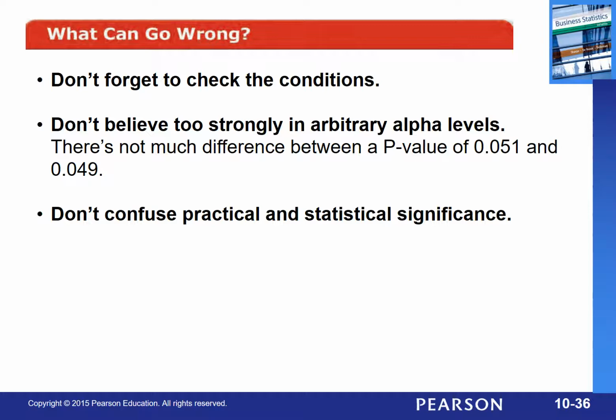Don't forget to check your conditions, also known as check yourself before you wreck yourself. Don't sort of solidify yourself on arbitrary alpha levels. I know I just talked about this a couple slides ago, but you do use 5%. But if your p-value is like 0.051, it's only slightly bigger, you could probably still make the same decision and be okay. The same thing for 0.049.